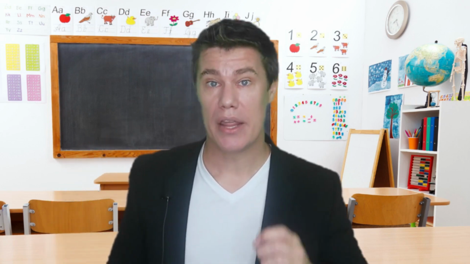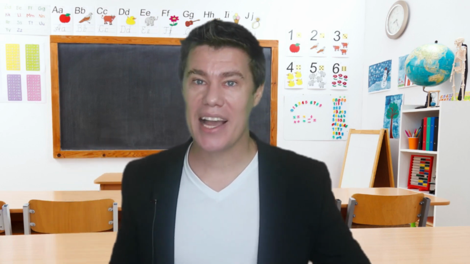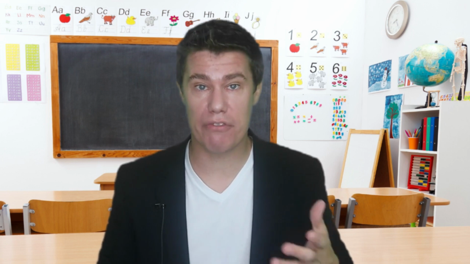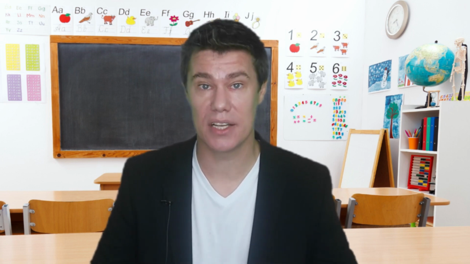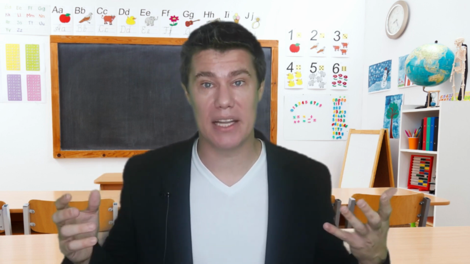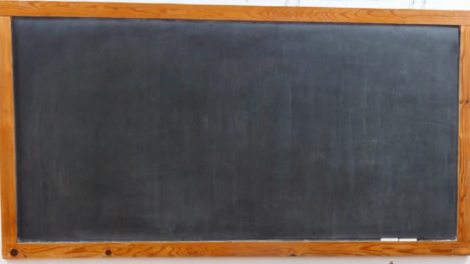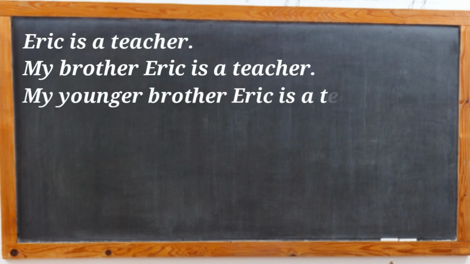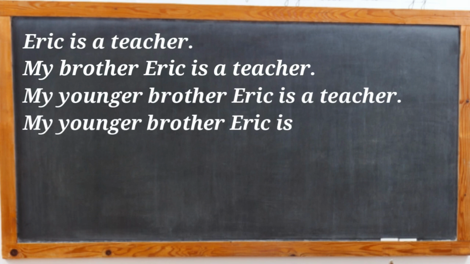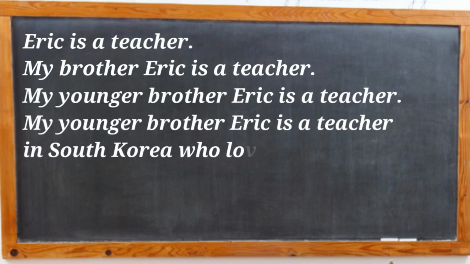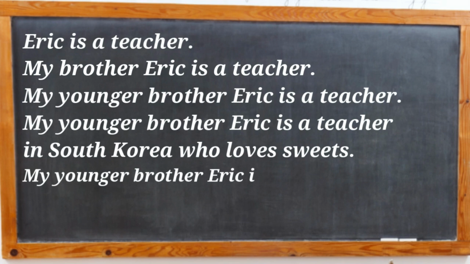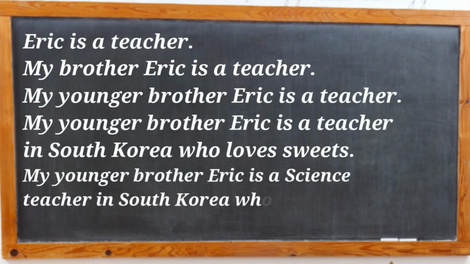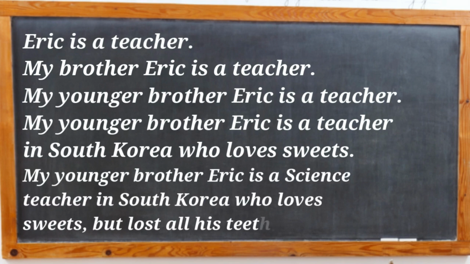Sentences. Write a simple sentence on the board. Then, one by one, ask students to add words, phrases, or clauses to the sentence so it gradually expands and becomes more complex. For example, Eric is a teacher. My brother Eric is a teacher. My younger brother Eric is a teacher. My younger brother Eric is a teacher in South Korea who loves sweets. My younger brother Eric is a science teacher in South Korea who loves sweets but lost all his teeth.